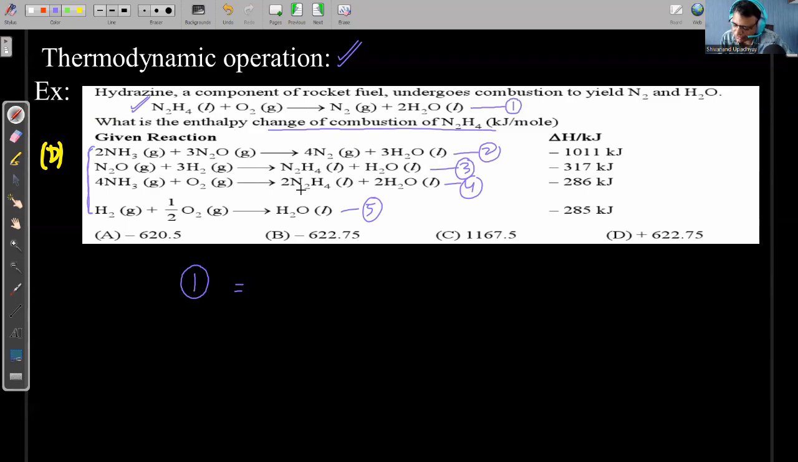N2H4 here is in 2 reactions. We'll avoid using N2H4 because it is present in 2 reactions. Then N2, nitrogen gas, is present only in 1 reaction. So I can use nitrogen to proceed forward, because water is there in many reactions.